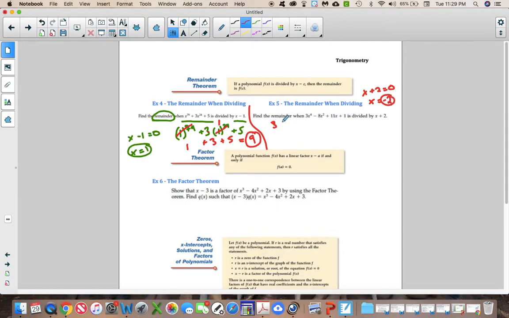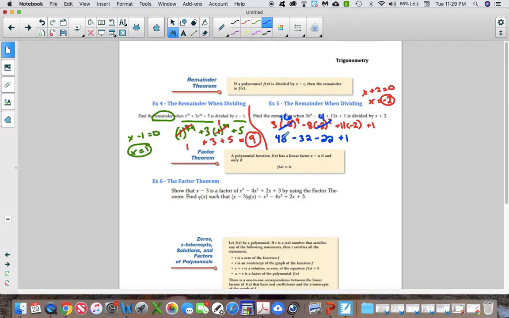It's going to be a little bit longer. 3 times -2 to the 4th power minus 8 times -2 squared plus 11 times -2 and then plus 1. Okay, so -2 to the 4th power is 16. I believe, yes, positive 16, and 3 times 16 is 48, okay, minus 8 times -2 squared, which is 4, a positive 4, and -8 times 4 is -32, okay, then we have 11 times -2 is -22, and plus 1.